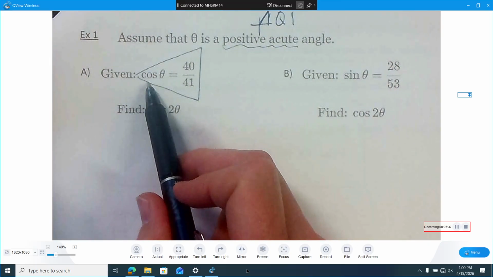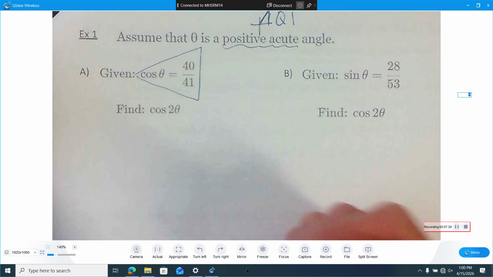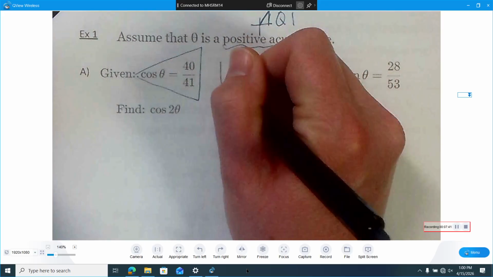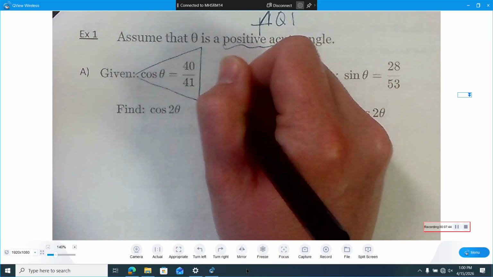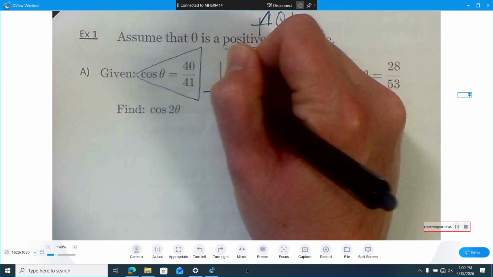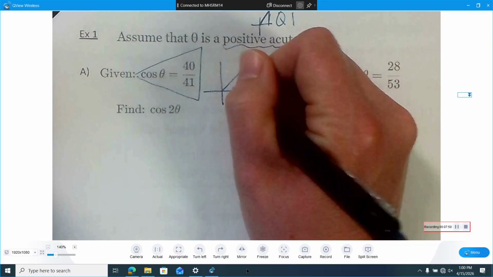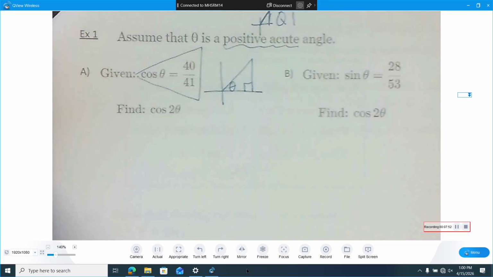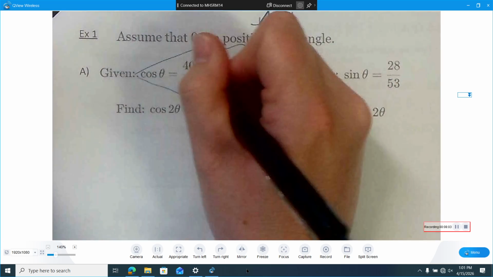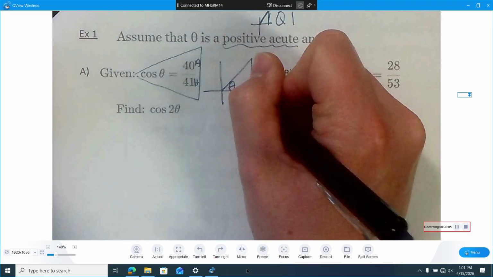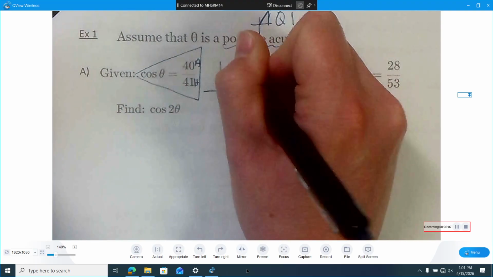This is a trig ratio, which means I should draw a triangle, because I might need to know it. You don't actually have to for this one, but I'm going to go ahead and draw it. So here's my theta in quadrant 1. I'm going to draw my little triangle, and this is the cosine ratio. Cosine is what over what? A over h. Adjacent is 40, hypotenuse is 41.